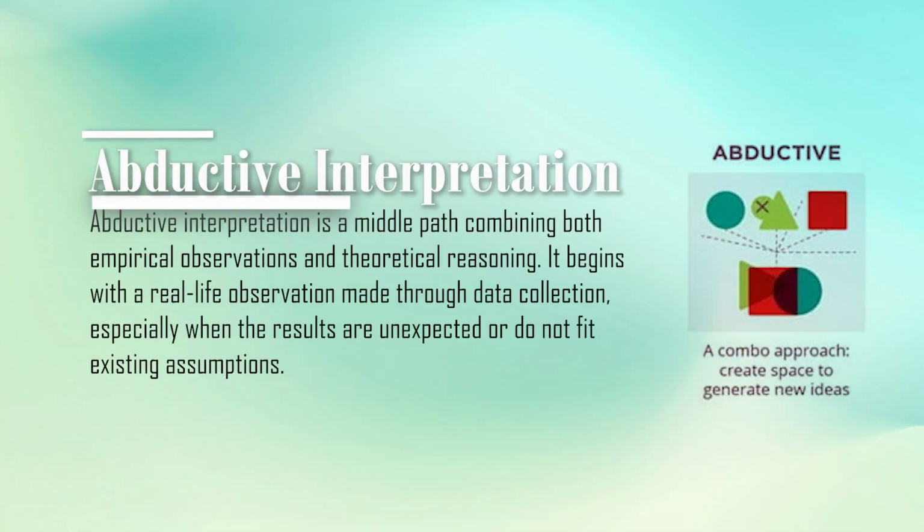The abductive interpretation is the middle path combining both empirical observations and theoretical reasoning. It begins with the real-life observation made through data collection, especially when the results are unexpected or do not fit the existing assumptions. When data reveals unexpected or unclear results, the researcher seeks the most plausible explanation using both existing theory and creative insights.